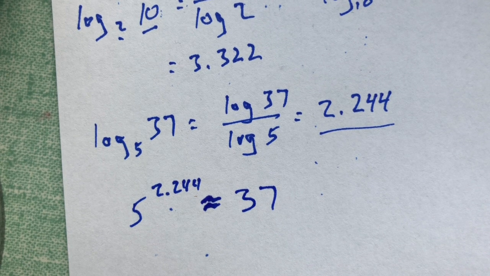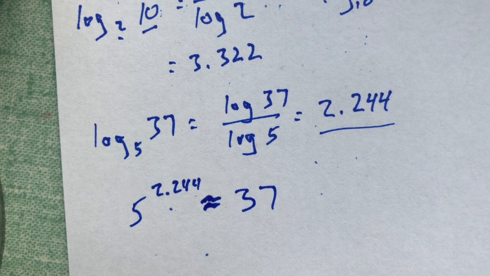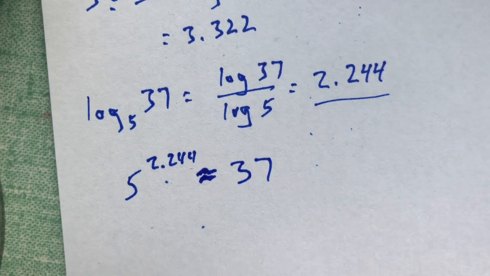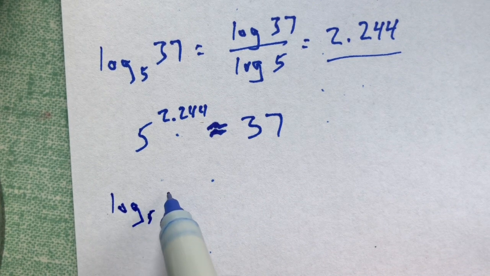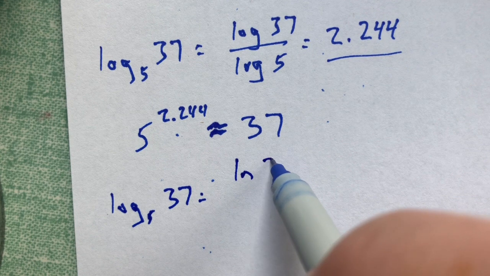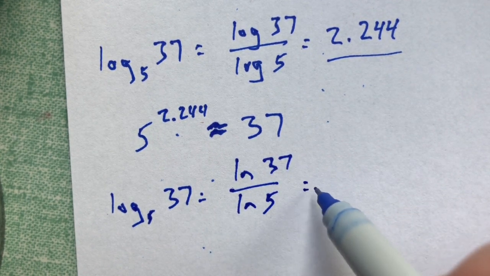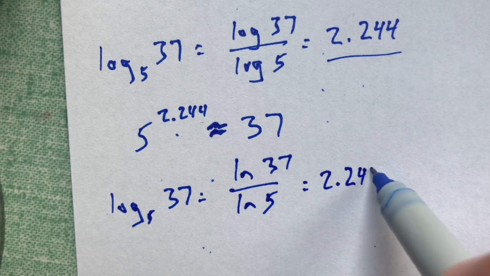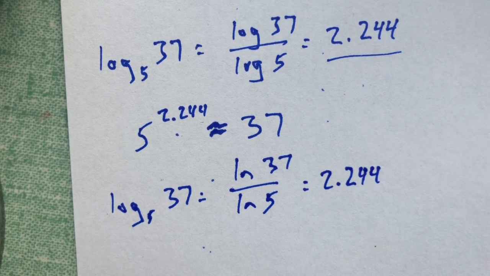And so this doesn't just work for base 10 logs, right? That's sort of the most convenient. You can also turn things into natural logs, right? So I could have just as easily done log base 5 of 37 by using natural logs. I could do the natural log of 37 over the natural log of 5. And guess what? That's going to give me the same answer too. It doesn't matter what base you pick. You can use any base in this change of base formula.